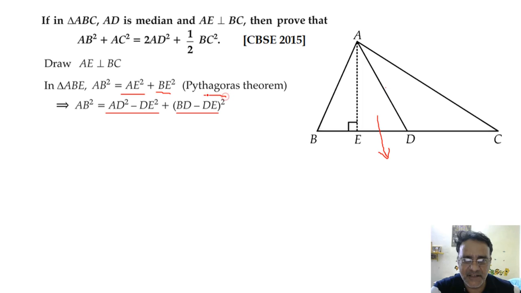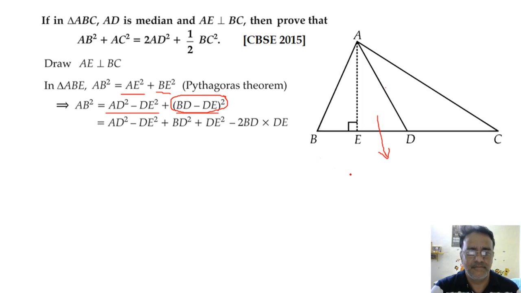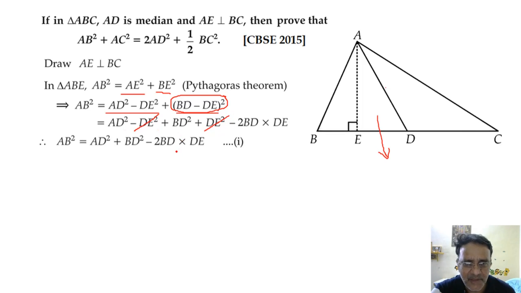Now expand this one. If you expand, you will get a square plus b square minus 2ab formula. So this d square will be cancelled. And what we are going to get, AD square plus BD square minus 2 times BD into DE. Let it be equation number 1. Any doubt in this first equation?